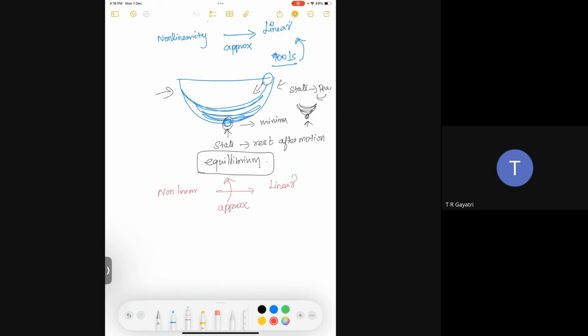Any doubt in this? Why, how, what? Any doubt in this?